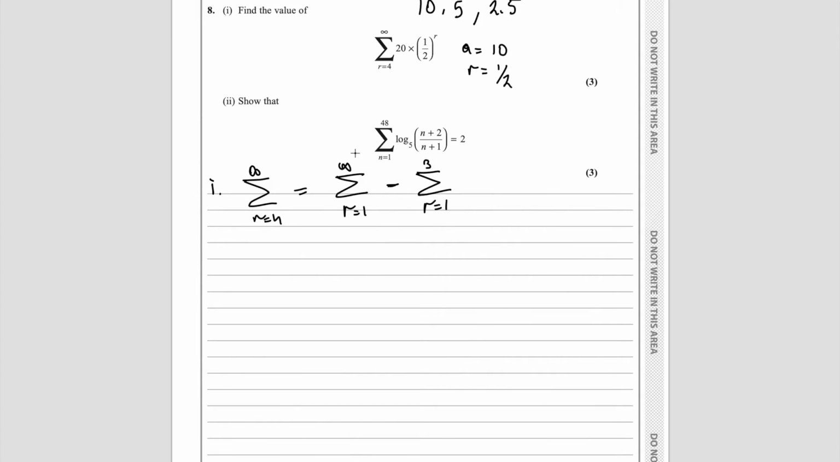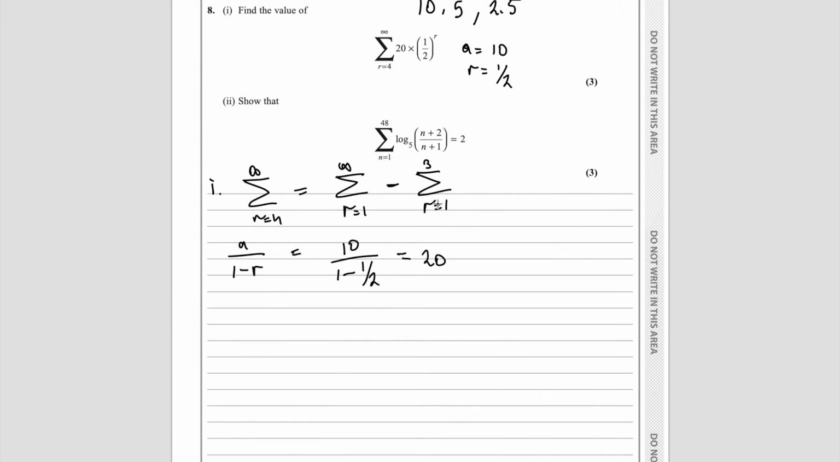Now, because we've got infinity here, what we're looking at here is the sum to infinity. And because r in this case is between 0 and 1, what we are looking to do is really use the sum to infinity formula, which is a over 1 minus r, and that would give us the value of this here. And that would be equal to 10 over 1 minus a half, which gives us 20.